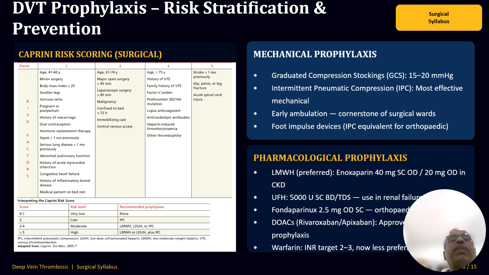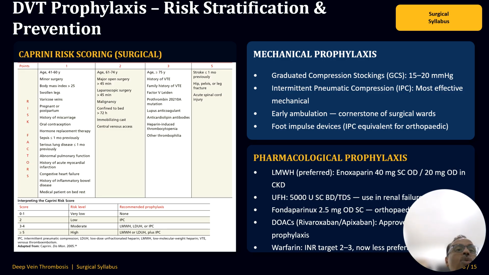And in the last, maximum points are given if there is a stroke within 1 month previously, or a hip, pelvic, or leg fracture, or a spinal cord injury, for which 5 points are given. When you total this Caprini risk score, if it comes to be 0 to 1, then the risk level is very, very low, and in such patients you don't have to do any prophylaxis for DVT because the risk of development of DVT is very low.